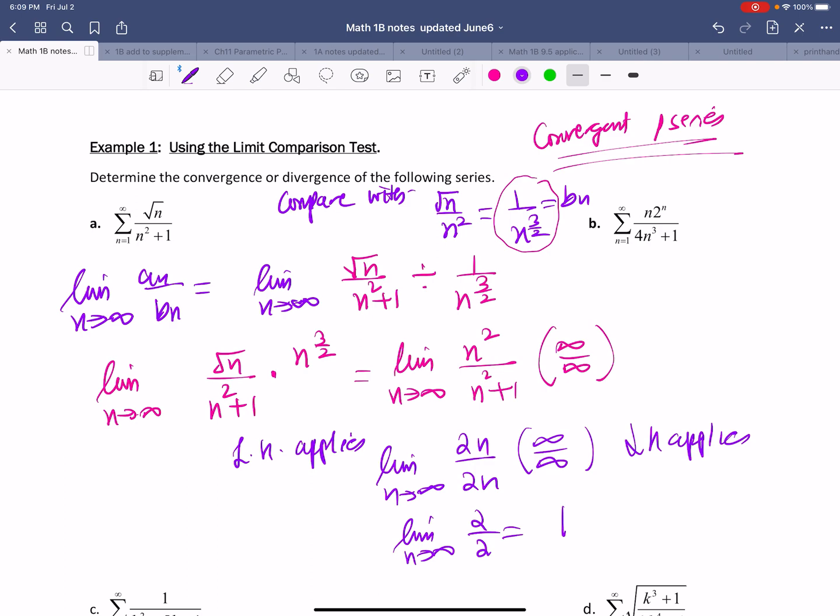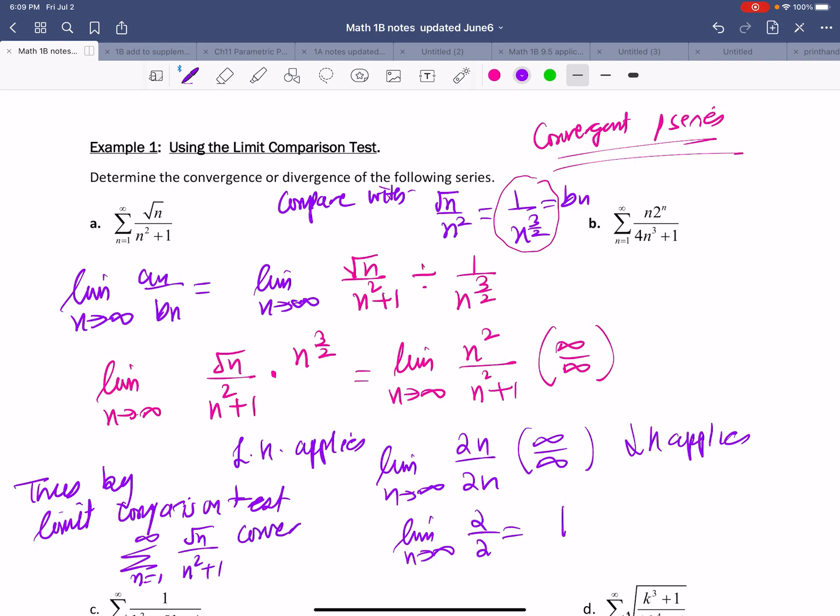So we can say thus by limit comparison test, the summation n equal to 1 to infinity of square root of n over n squared plus 1 converges. That's all we were looking for. Again, we may not be able to find out what it converges to. In some cases, we really cannot find out what a series converges to, but we can tell the behavior of the series, if it converges or it diverges.